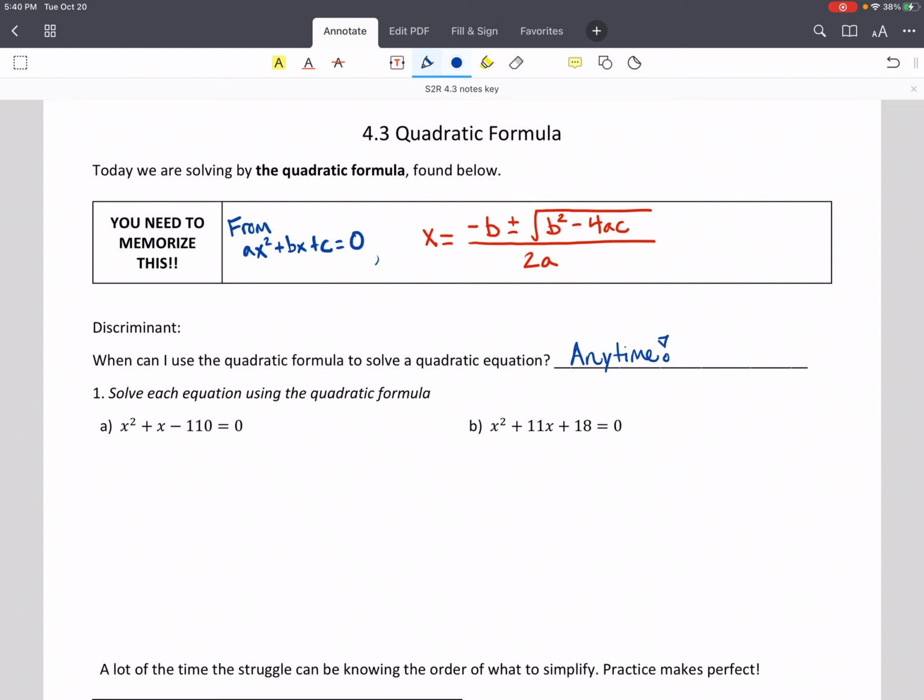I know you're clapping, so you can hold your applause now because we got to keep going through the lesson. Point is, you need to memorize that.